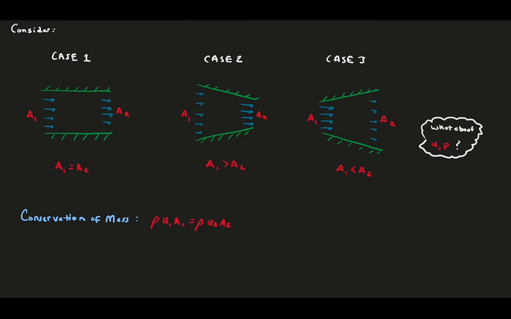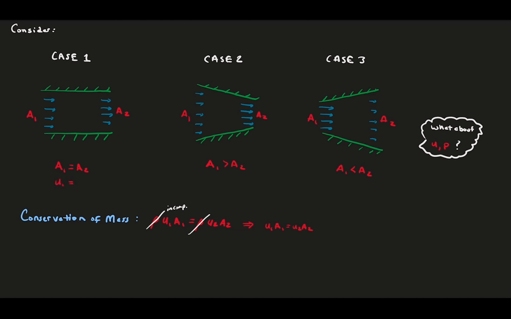Let's assume the flow is incompressible, so the density is the same on both sides of the equation and can be canceled out. This means that the product of the velocity and the cross-sectional area must be equal at every point along the flow. If the area increases, the velocity decreases by the same relative amount, and vice versa. Thus, if the channel converges, fluid has to pass through more quickly to get to the same flow rate.